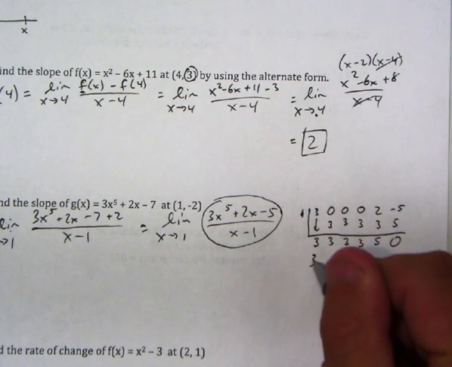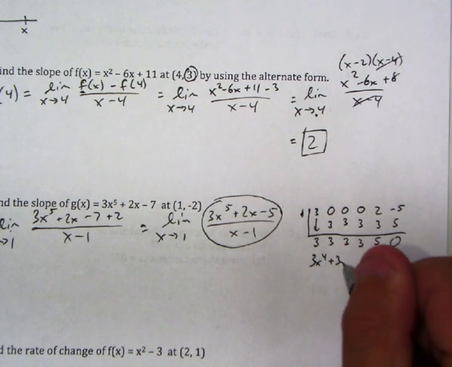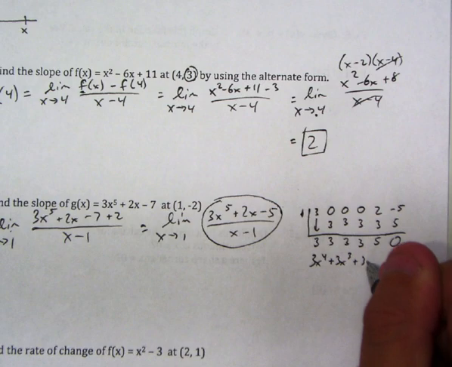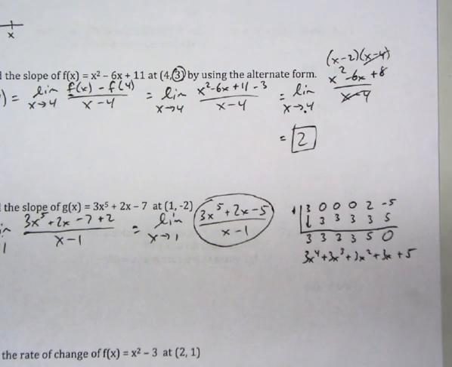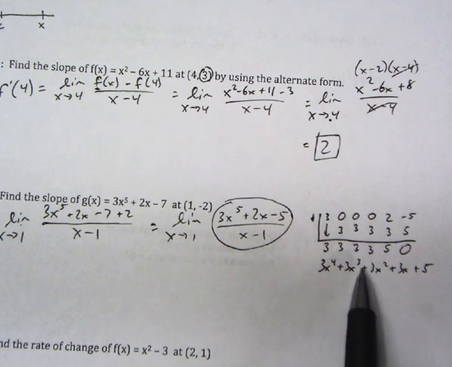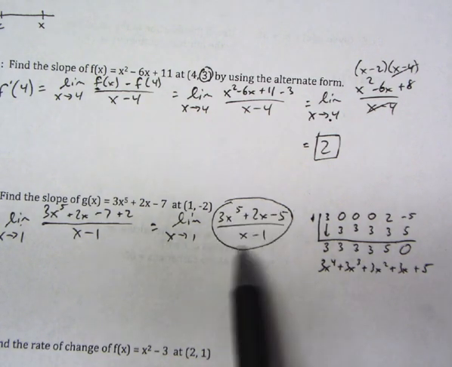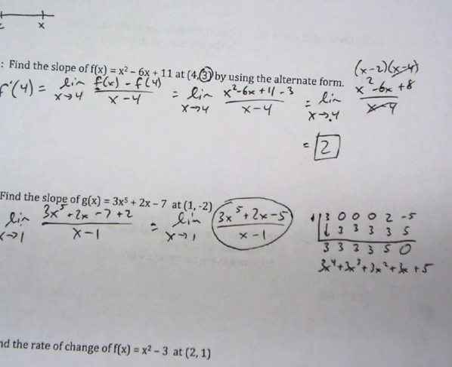Like this is 3x to the 4th plus 3x cubed plus 3x squared plus 3x plus 5. Like that's our new polynomial. That is what we can replace this whole fraction with. So we don't have any more fractions to deal with.